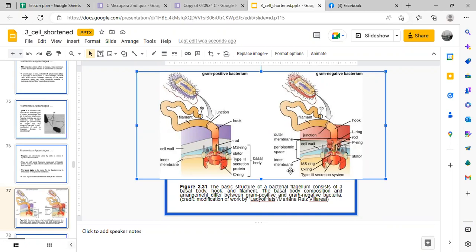So, pareho naman silang may C-ring at saka MS ring. So, kita nyo yung mga difference dun sa cell structure ng gram-positive. Dito sa gram-negative, may additional periplasmic space at saka may outer membrane ka. So, dun pa nakakabit yung hook at saka yung filament.